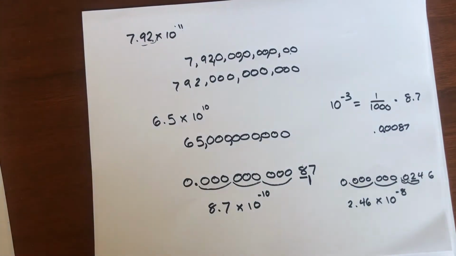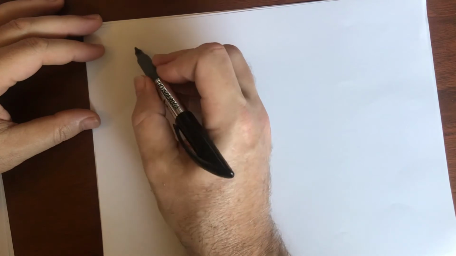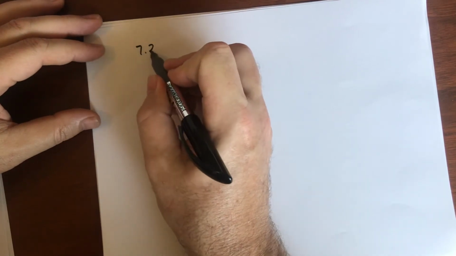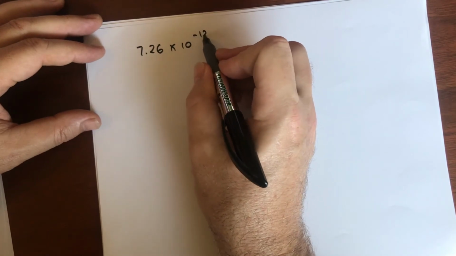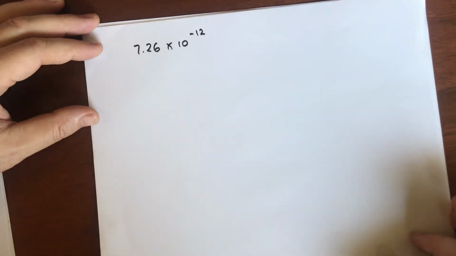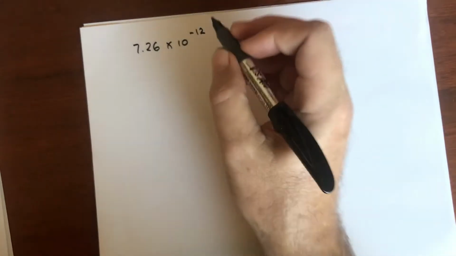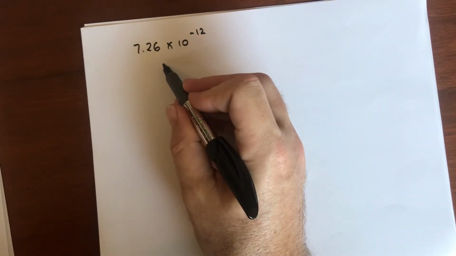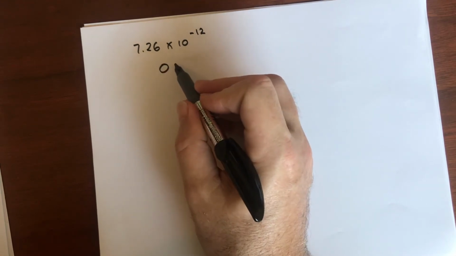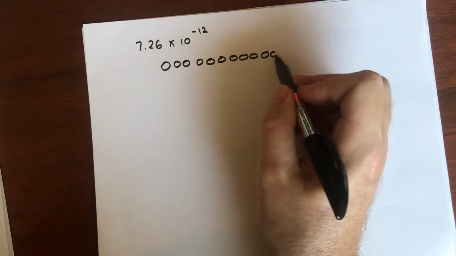And that's all this is. It's a pattern, right? If I gave you the opposite, if I gave you 7.26 times 10 to the negative, let's say 12. How do we expand that? Well, I've got a pretty easy trick. All you do is make this many zeros. Don't make spaces. We'll put commas in even though they look weird. 1, 2, 3, 4, 5, 6, 7, 8, 9, 10, 11, 12.